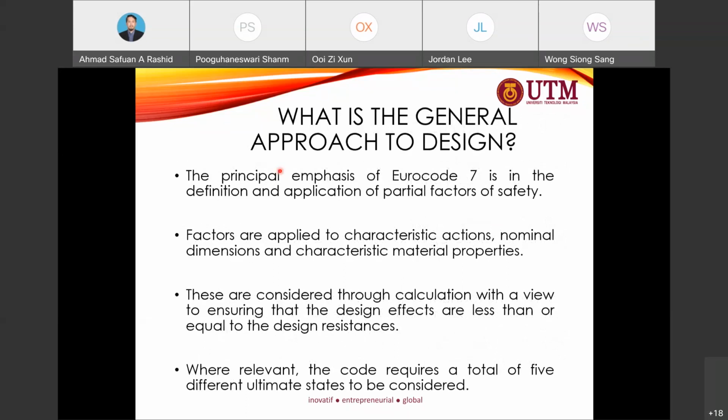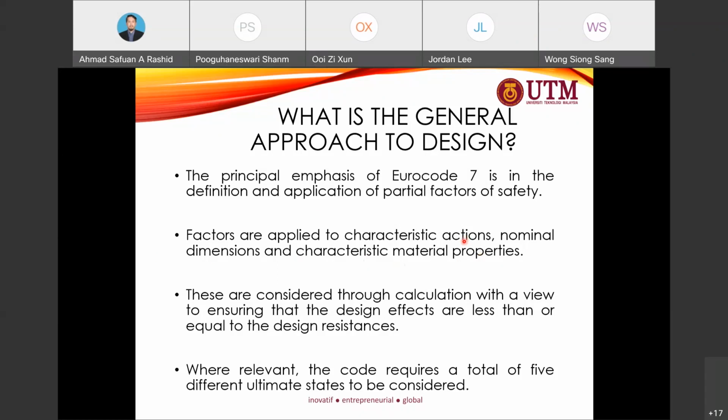What is the general approach to design? The principal emphasis of Eurocode 7 is the definition and application of partial factors of safety. A factor is applied to characteristic actions. Later on we may look at these factors. So we have a characteristic factor, a nominal dimension, and the last one is characteristic material properties. So we have three types of factor in Eurocode 7.